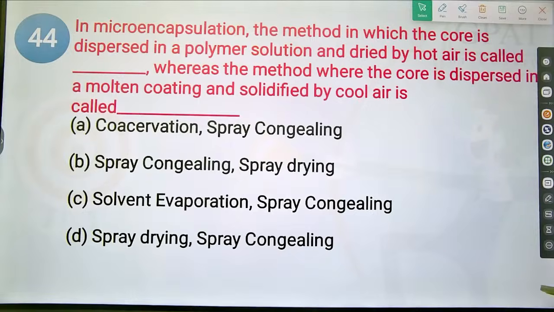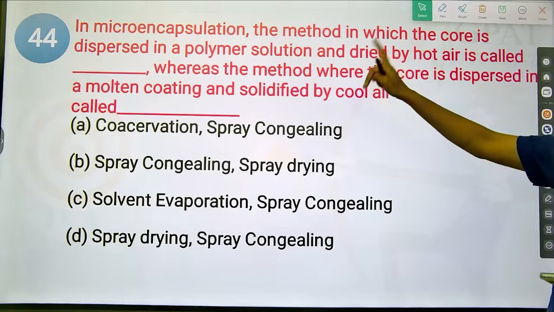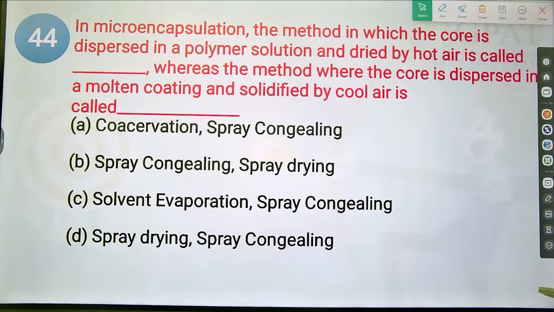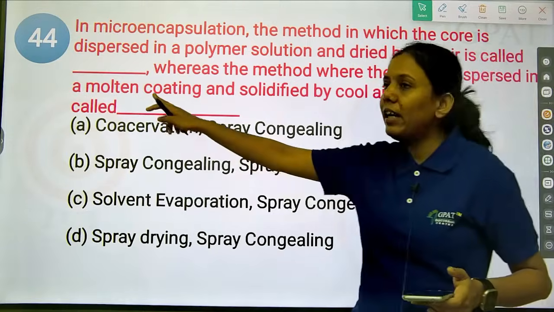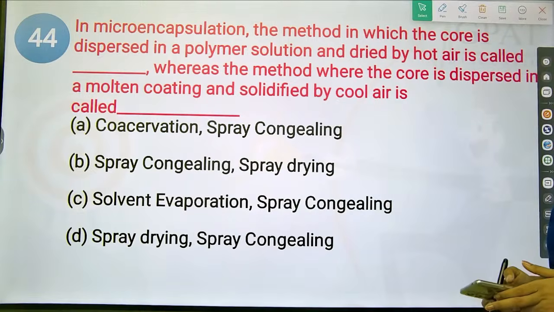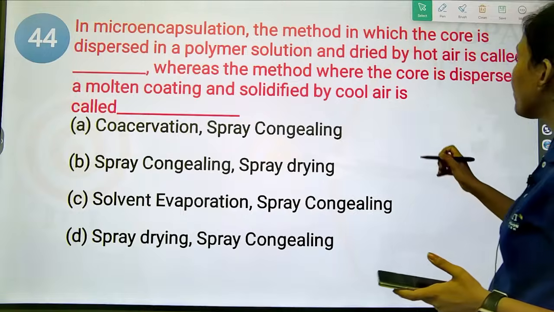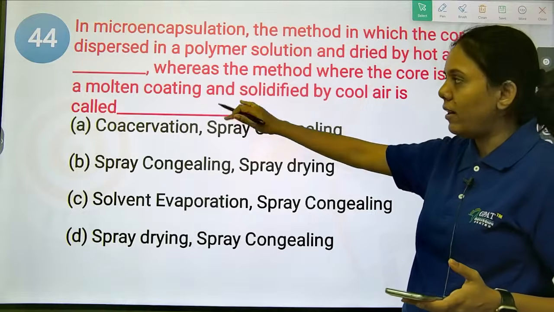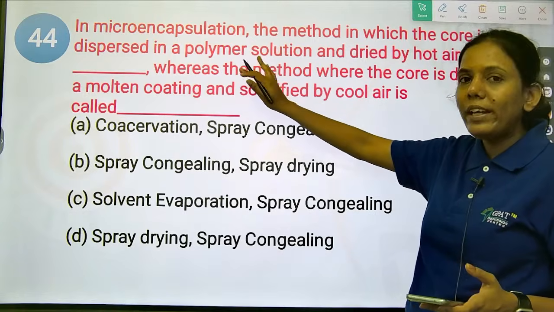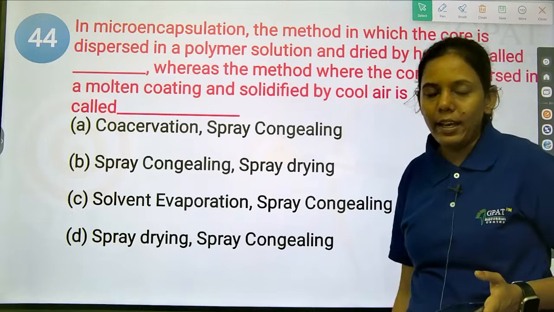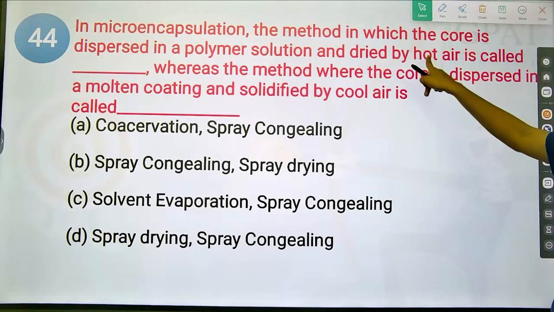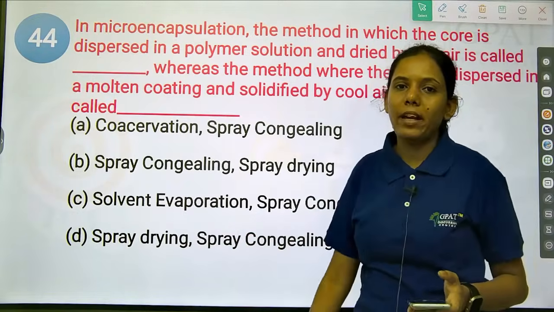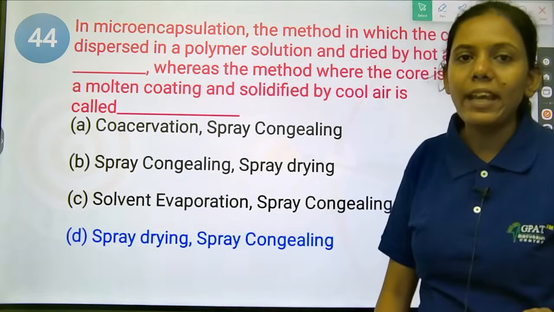In microencapsulation, the method in which the core is dispersed in a polymer solution and dried by hot air is called as dash, whereas the method where core is dispersed in a molten, as in melted, coating and then solidified by cool air is known as what? See, whenever here they are using a cool method, the method is same in microencapsulation. The only thing is that whenever you are using a cool air, that is nothing but spray congealing. Whereas whenever you are using hot air, it is nothing but spray drying. Okay. The only difference between them is spray drying and spray congealing.